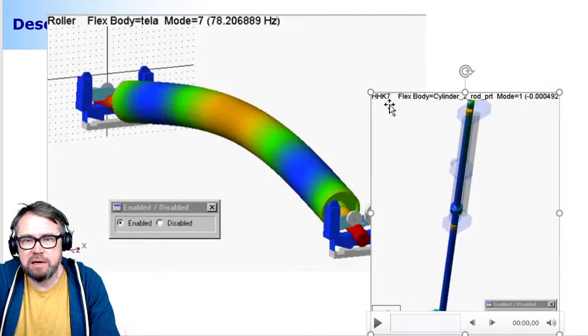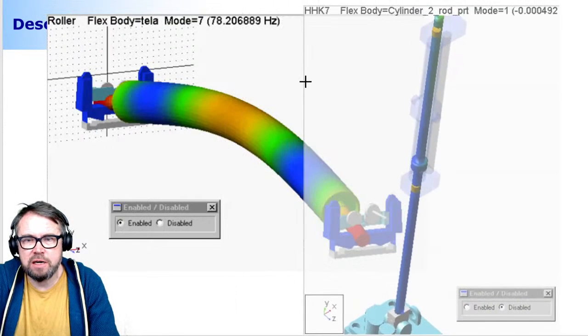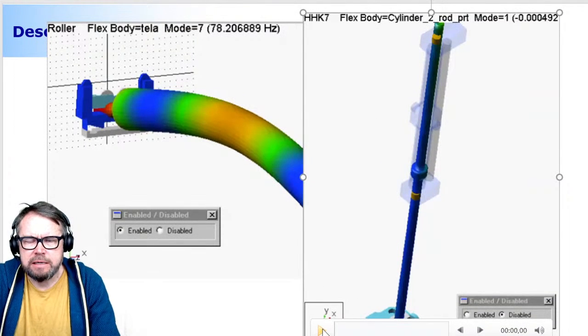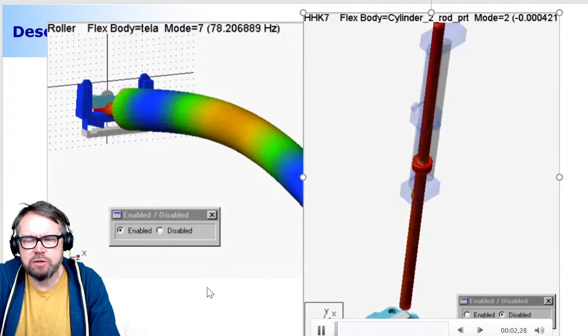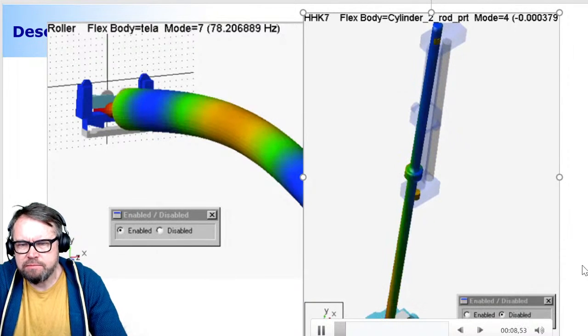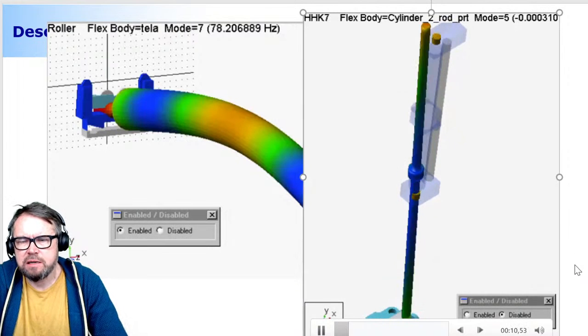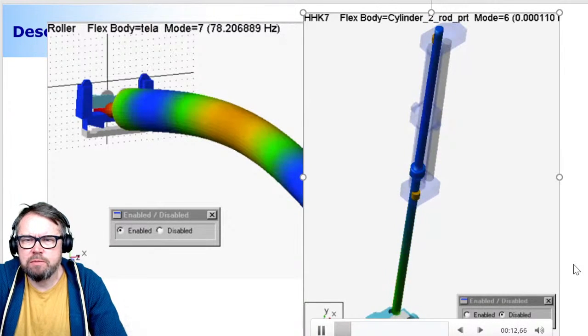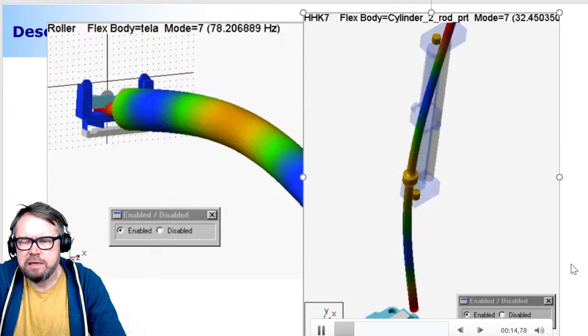And now a similar kind of animation for the hydraulic cylinder, or the piston rod of the hydraulic cylinder. Now the first 6 are rigid body modes, so they are disabled. And then come the more complicated ones from ID number 7. Then you see here whether they are disabled or enabled.